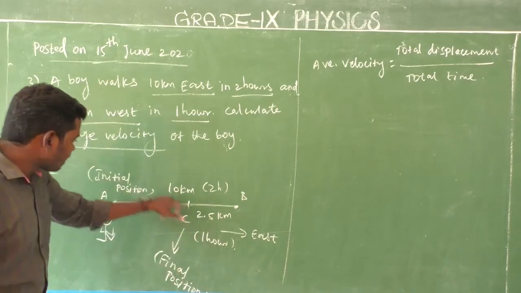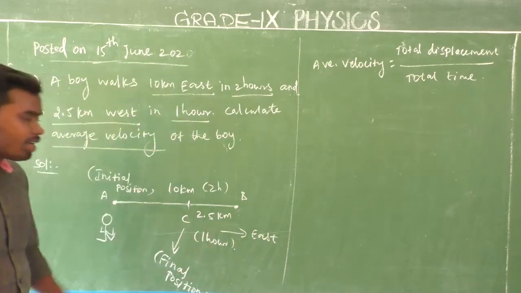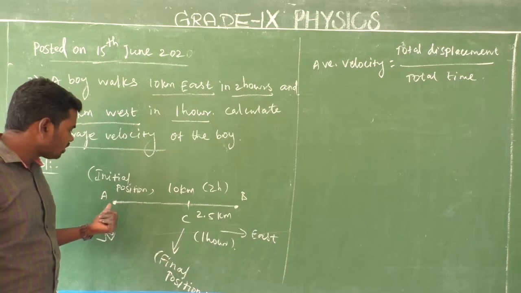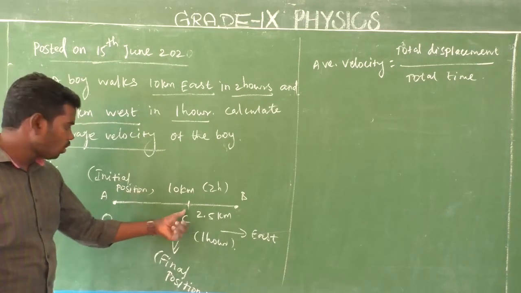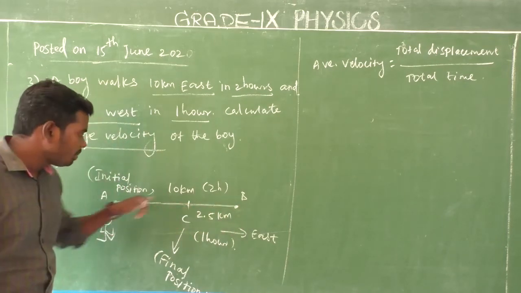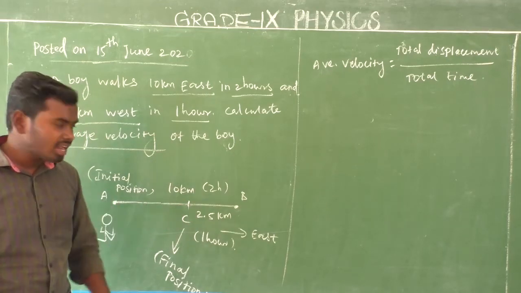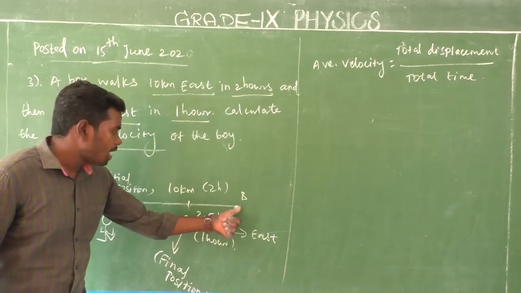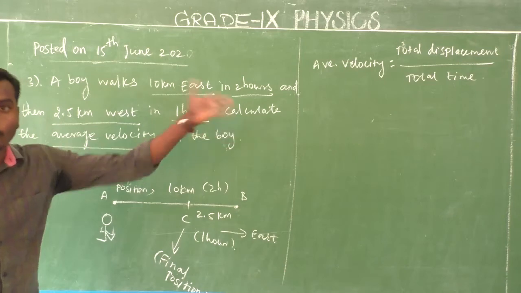So final position minus initial position, that is total displacement. Am I right? But we don't know the distance, the length between A and C. Instead of that, we know the AB value and the BC value. Am I right? So if we subtract these values, AB and BC, we can get this AC value. Yes, I am going to solve here.